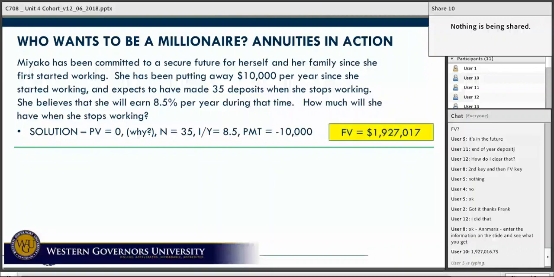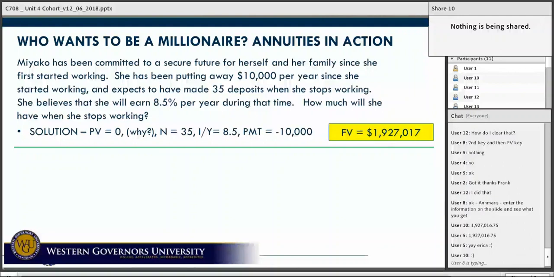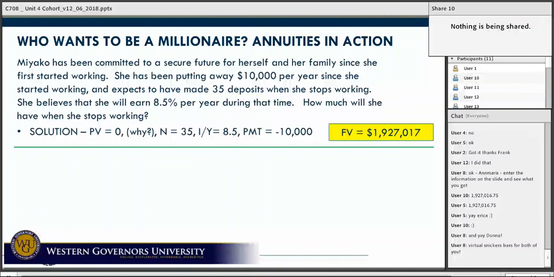Let's see. Look at that. Exactly. And this is a really, really good example. Don is on it also. This is a really good example of what they say about contributing to your retirement plan and starting early is what's possible. So nearly $2 million for Miyako and her family by contributing less than $1,000 a month for 35 years. Virtual Snickers bar, absolutely.